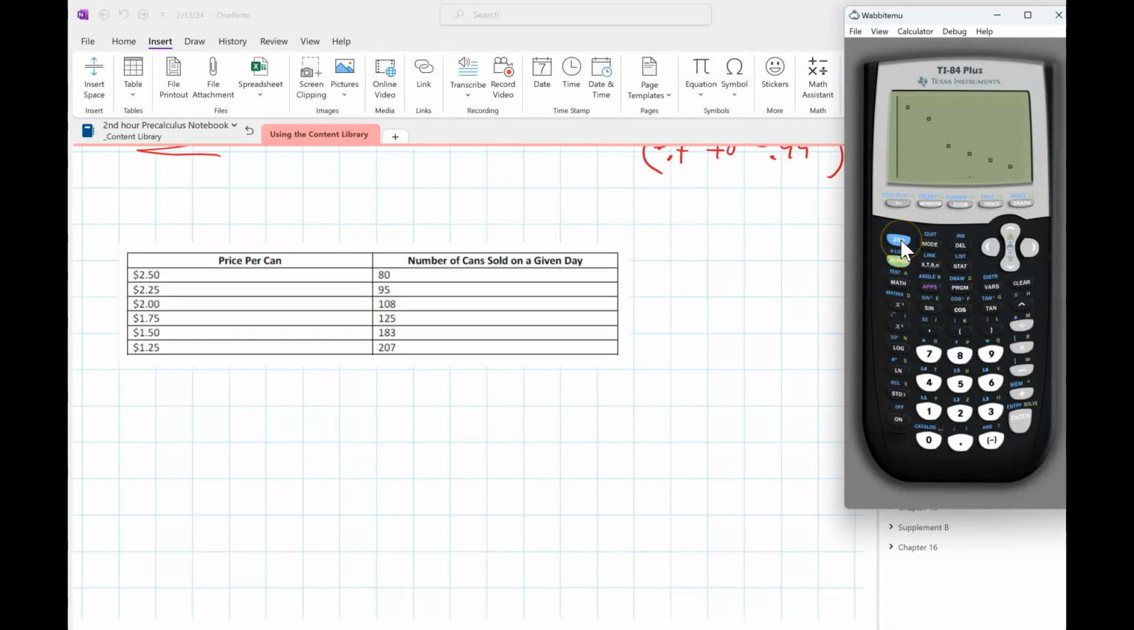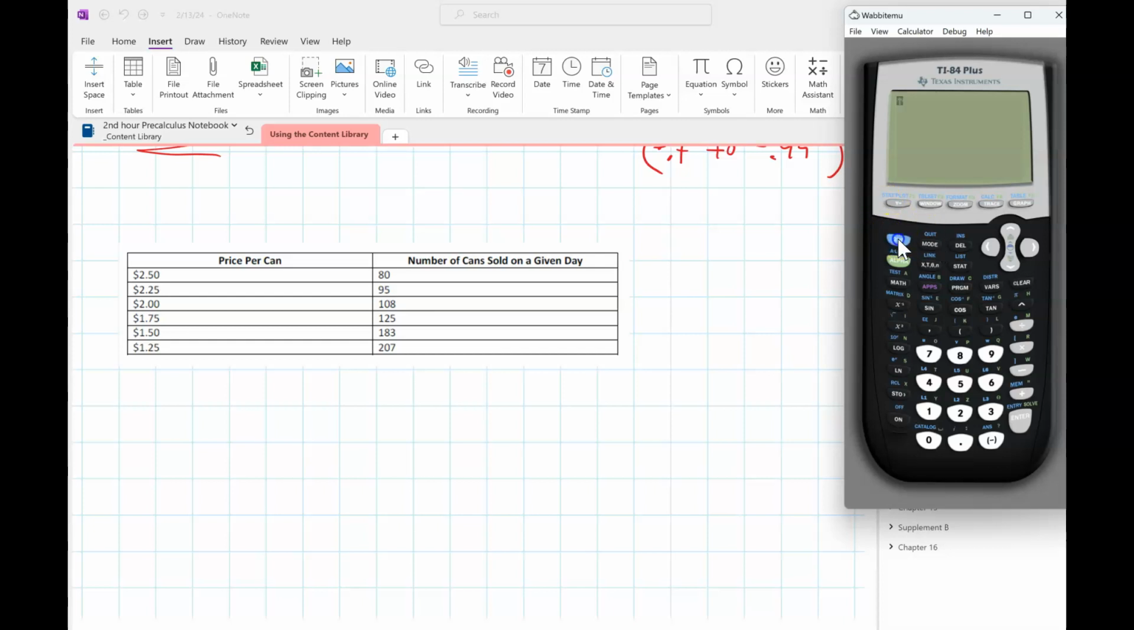We're going to start by exiting out back to the main screen. And we're going to start by doing something called diagnostic on. You should only have to do this once with your calculator unless you reset your memory or your battery dies. But if your battery dies or your memory is reset, then you would definitely need to go back and do this process again.